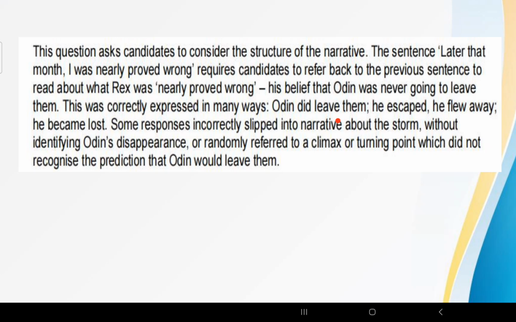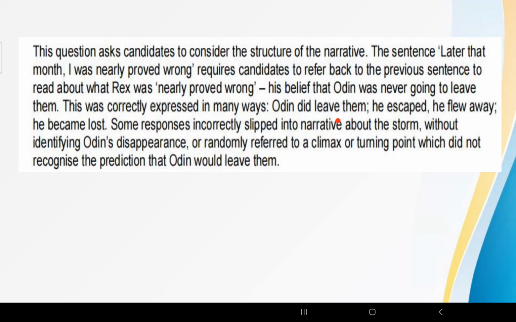Now, because this is an examiner report, the examiner is discussing students' responses. He's saying that students rightly expressed this, that Odin did leave them, he escaped, he flew away. This was the action that happened and that proved Rex wrong. He became lost. Some responses incorrectly slipped into narrative about the storm without identifying Odin's disappearance, or randomly referred to a climax or turning point which did not recognize the prediction that Odin would leave them.